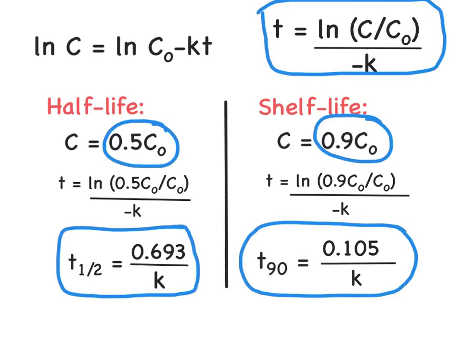So once again, you can either memorize these shortcut equations to save you a little bit of time, but if you forget, you can always just solve for them using these concentrations. Either C equals 0.5 C0 or C would be equal to 0.9 C0. And that wraps it up for our first order reactions.